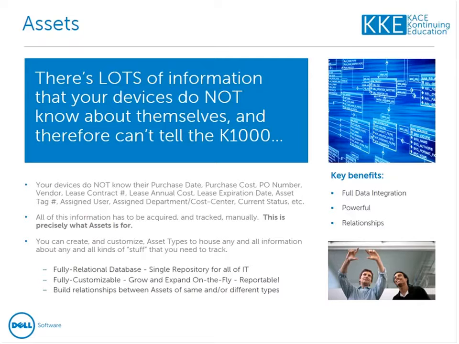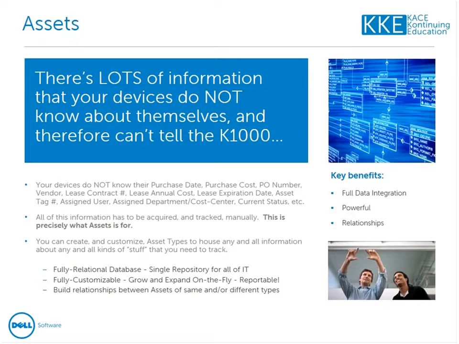But I come from the education world, and every year I had to supply a complete list of information to the school for insurance purposes. So if something happened to the school, we'd be able to get proper value back, right? But knowing everything that you need about your environment can be daunting. But we've got this asset system inside the K1000 that can help you track all of these things.